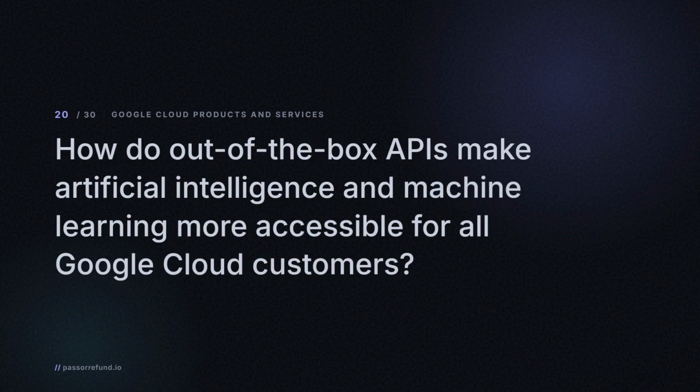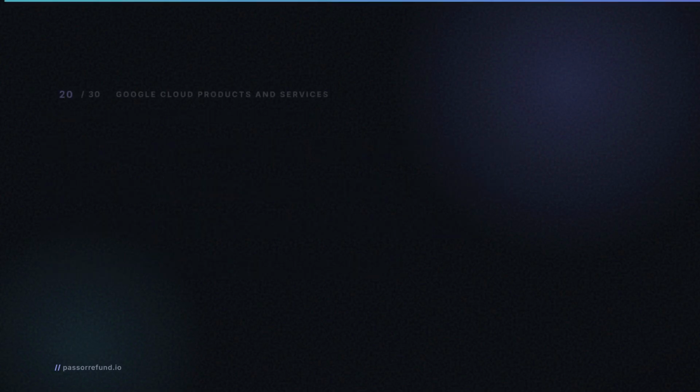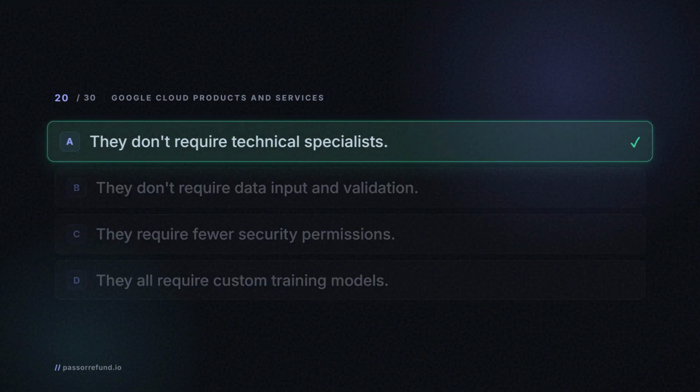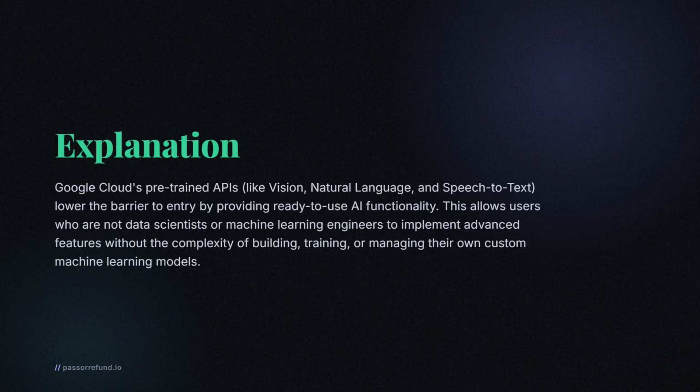Here's the next one. How do out-of-the-box APIs make AI and machine learning more accessible for all Google Cloud customers? The right pick is that Google Cloud's pre-trained APIs, like Vision, Natural Language, and Speech-to-Text, lower the barrier to entry by giving you ready-to-use AI functionality.